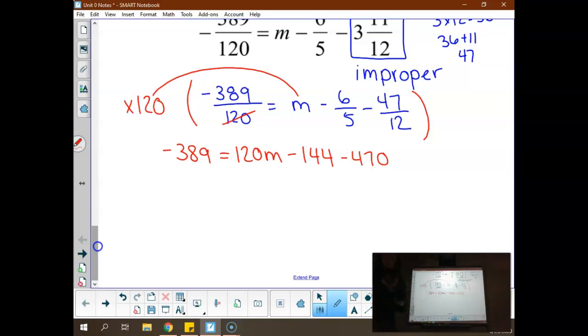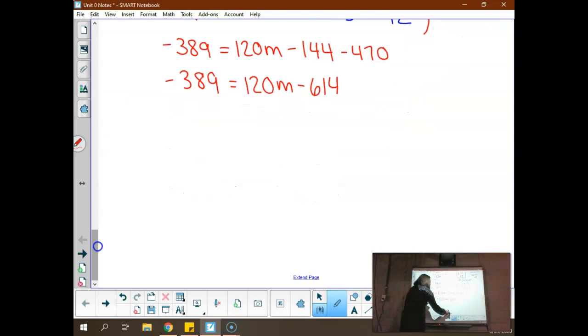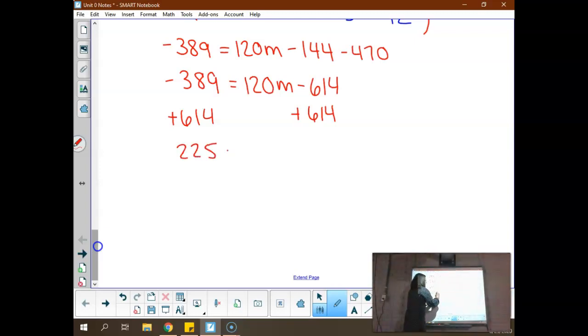All right. So now I'm going to go into combining like terms. So I've got negative 144 plus a negative 470, and that gives me a negative, hang on, let me copy, 614. Move this bad boy over. 614 minus 389 is 225 equals 120m. All right, we are almost done, I promise. Divide by 120 on both sides.